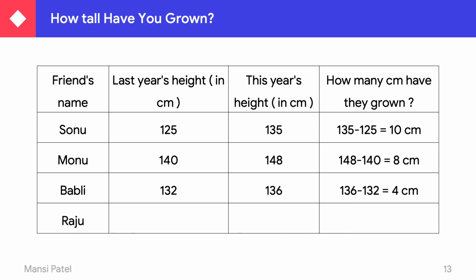Now Raju. Raju's height last year 140 centimeter, current year 146 centimeter. Now by subtracting these both numbers, we get how many centimeter Raju has grown. So we can say that 146 minus 140 is equal to 6 centimeter. So this year Raju's height has grown by 6 centimeter.